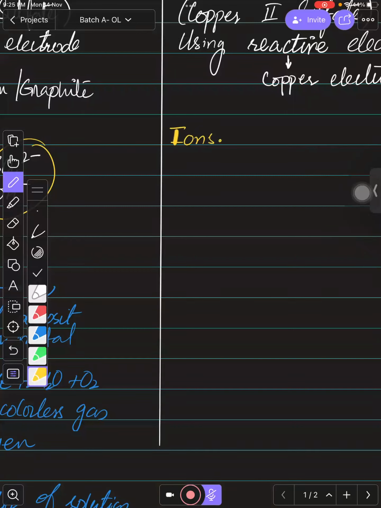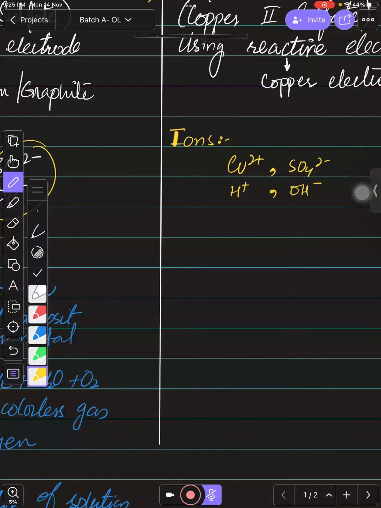Again, the ions remain the same. Yes, we have copper ions. We have sulfate ions because we have copper sulfate, and we have hydrogen ions because of water, and hydroxide ions, right? Right, bachcho, the ions are the same.